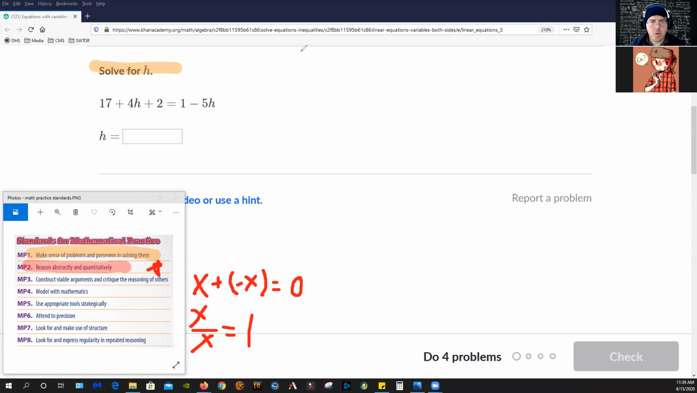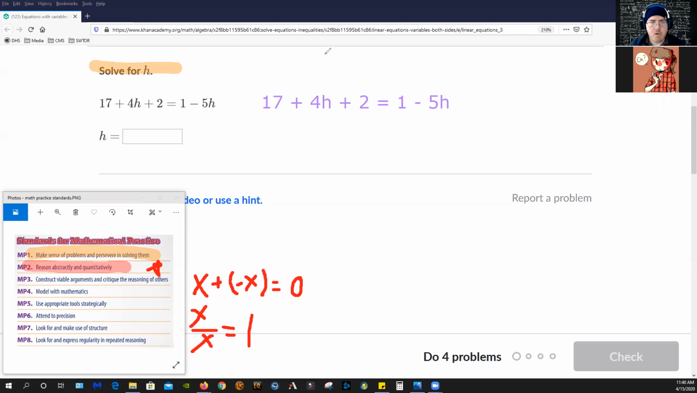So first step on your own paper is just to write this equation down again. So go ahead and write down on your own paper 17 plus 4h plus 2 equals 1 minus 5h. Always make sure you wrote it down correctly. Please always make sure you write it down correctly.